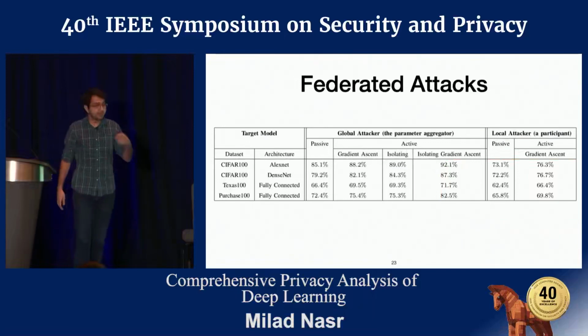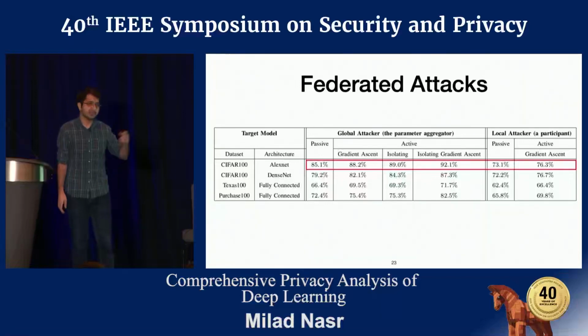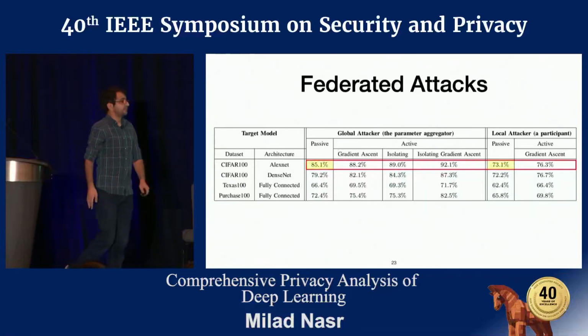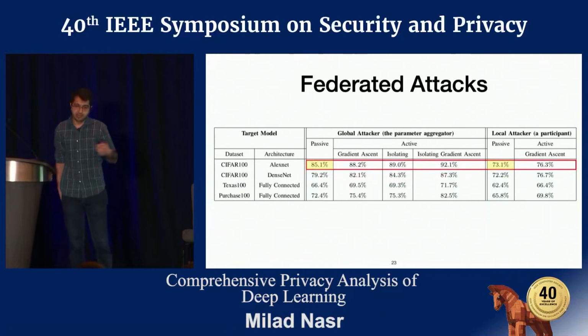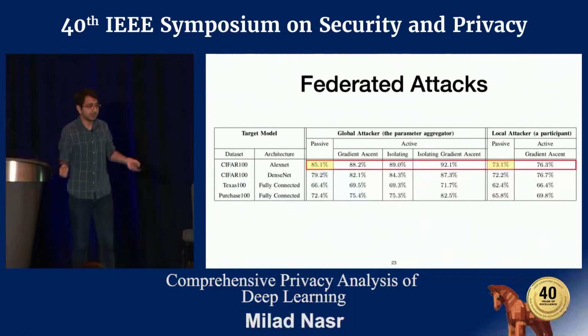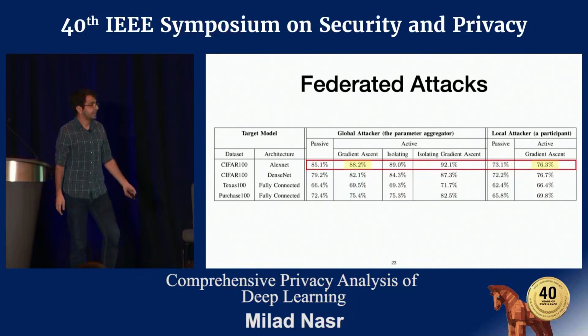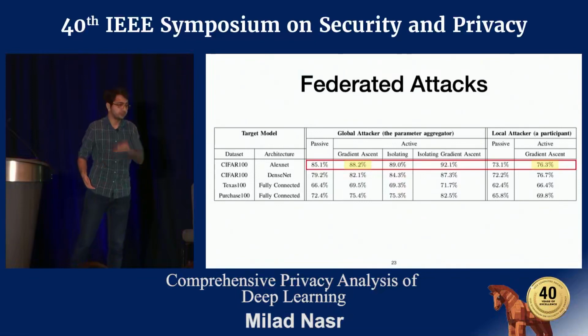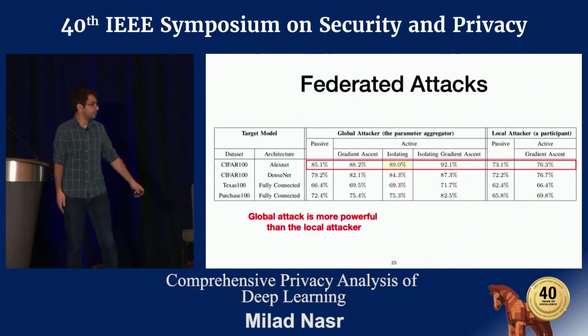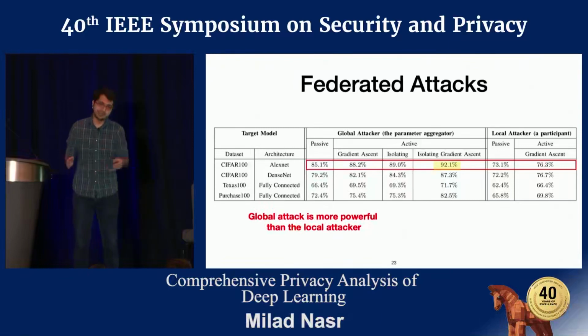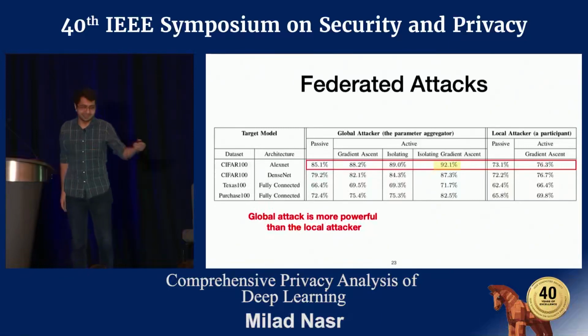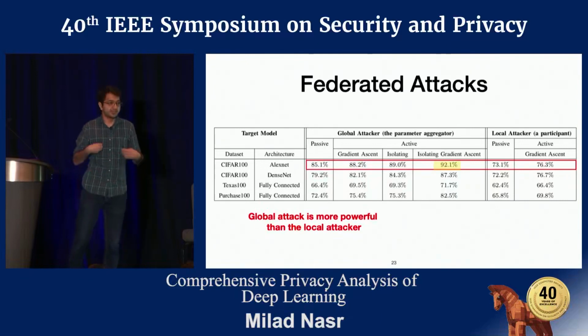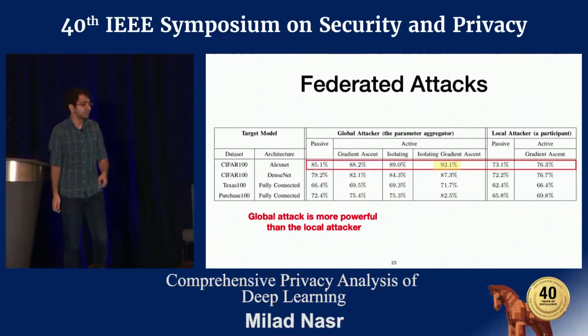Also, we applied our attacks in a federated learning setting, in both local and global, and all of our active and passive attacks. First, we saw that the global attacker has much higher performance because it's obviously easier for it, there is less interference. And we applied our gradient ascent attack, and we saw that there's a big jump from the passive attack to the gradient ascent attack. The most powerful attack is when we combine all of our attacks, gradient ascent and isolating, with a central attacker. So we saw that we can leak a lot of information from the trained model.